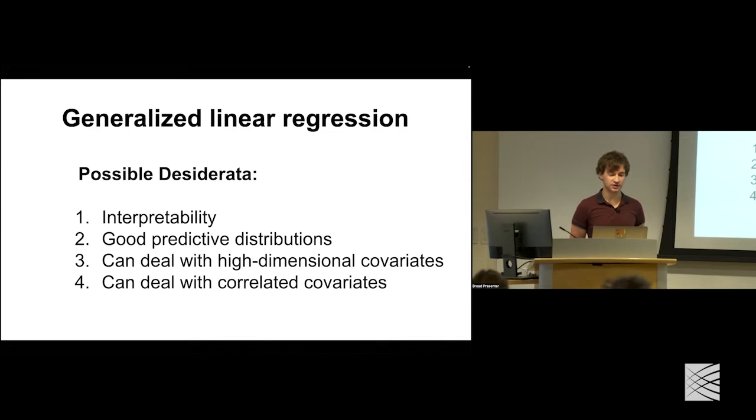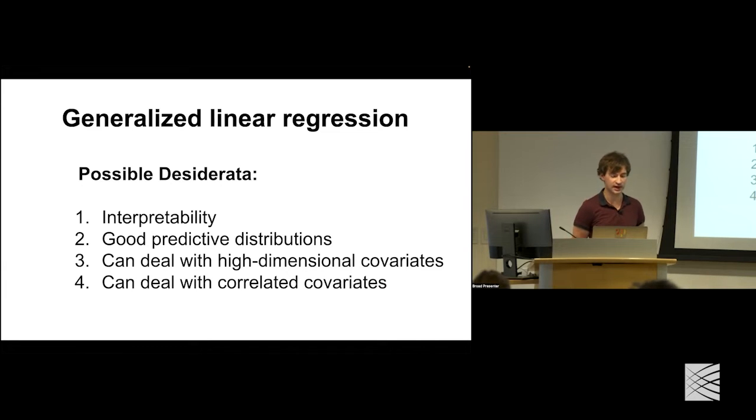Okay, so let's say we're doing generalized linear regression. What are some things that we might want our inference method to do in this context, right? Number one might be interpretability. In some ways, this is automatic in the sense that once you limit yourself to a relatively small class of models like linear regression, you automatically get at least some interpretability, right?